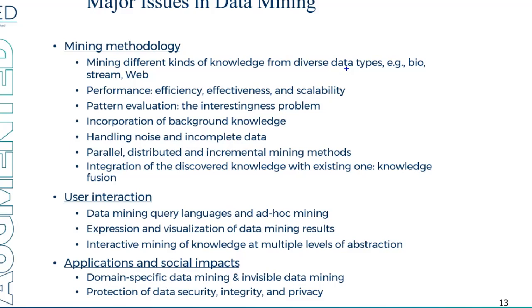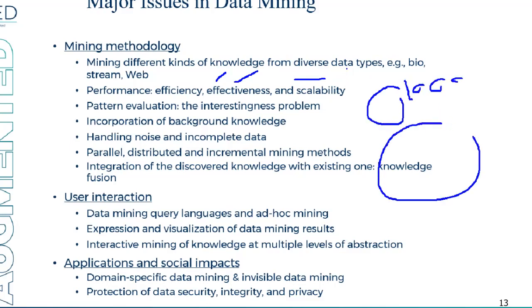Performance is another issue: efficiency, effectiveness, and scalability. For example, an algorithm performing well for 1,000 records should perform well for 10,000 records also. So this is known as a performance issue. Pattern evaluation, the interestingness problem. We have to identify interesting patterns, with a lot of challenges. For example, we want to find the frequent items that are sold together. We may face some complexity, and the incorporation of background knowledge is also a problem in data mining that creates a challenge.